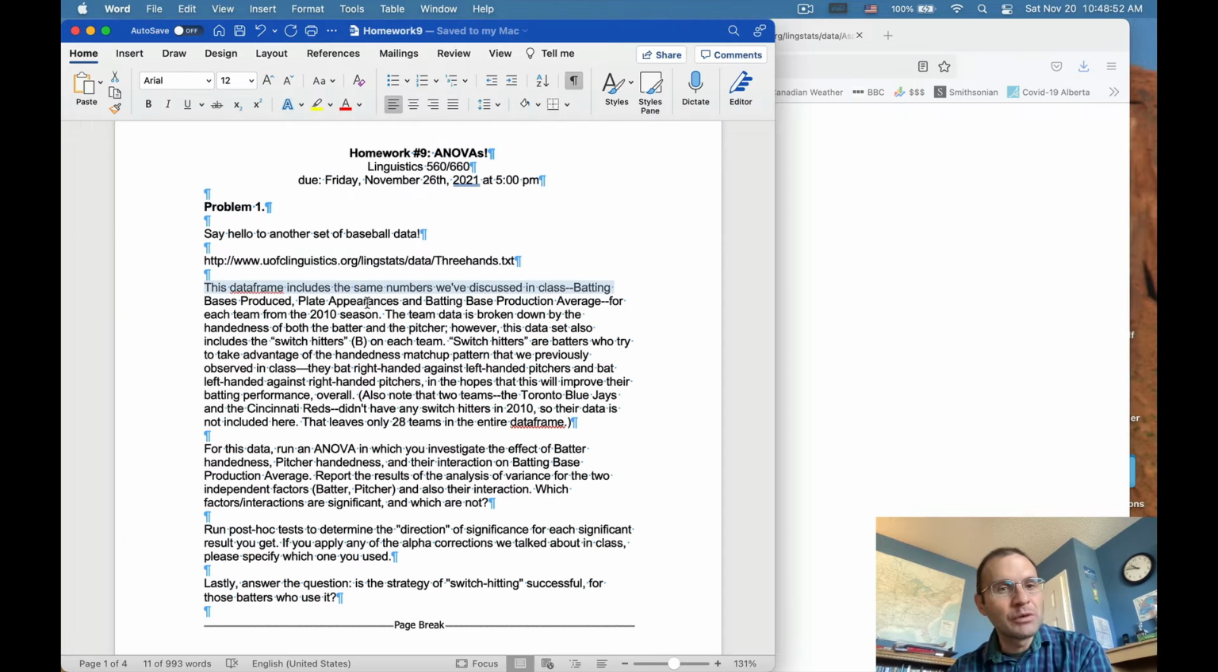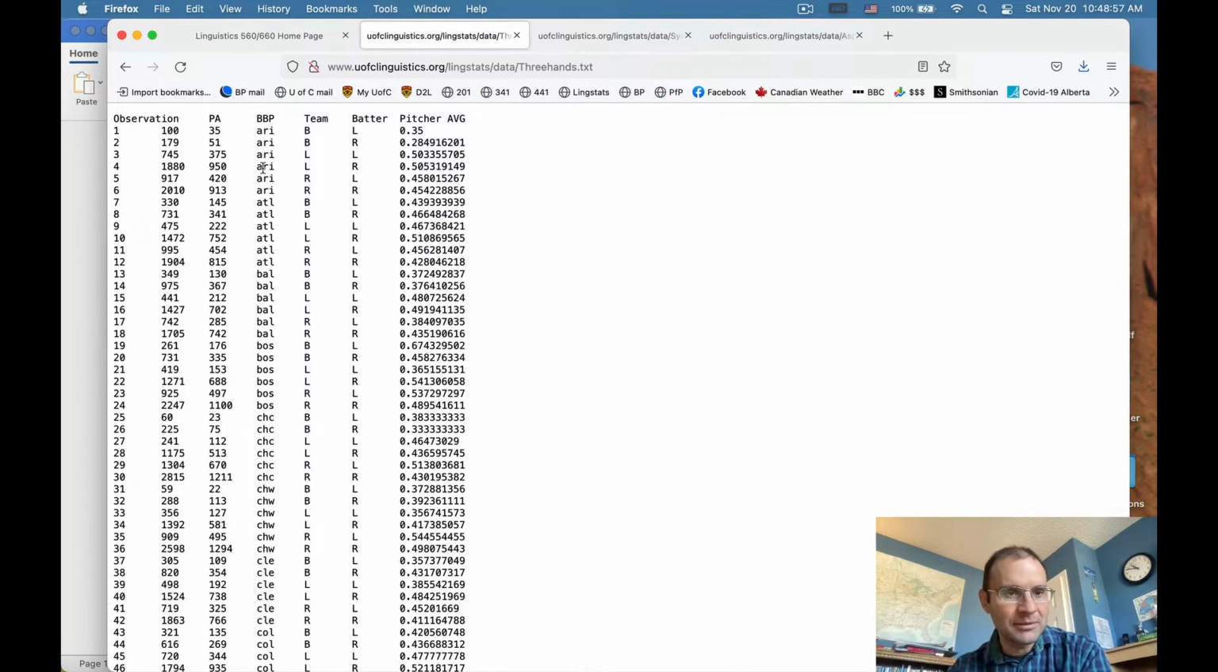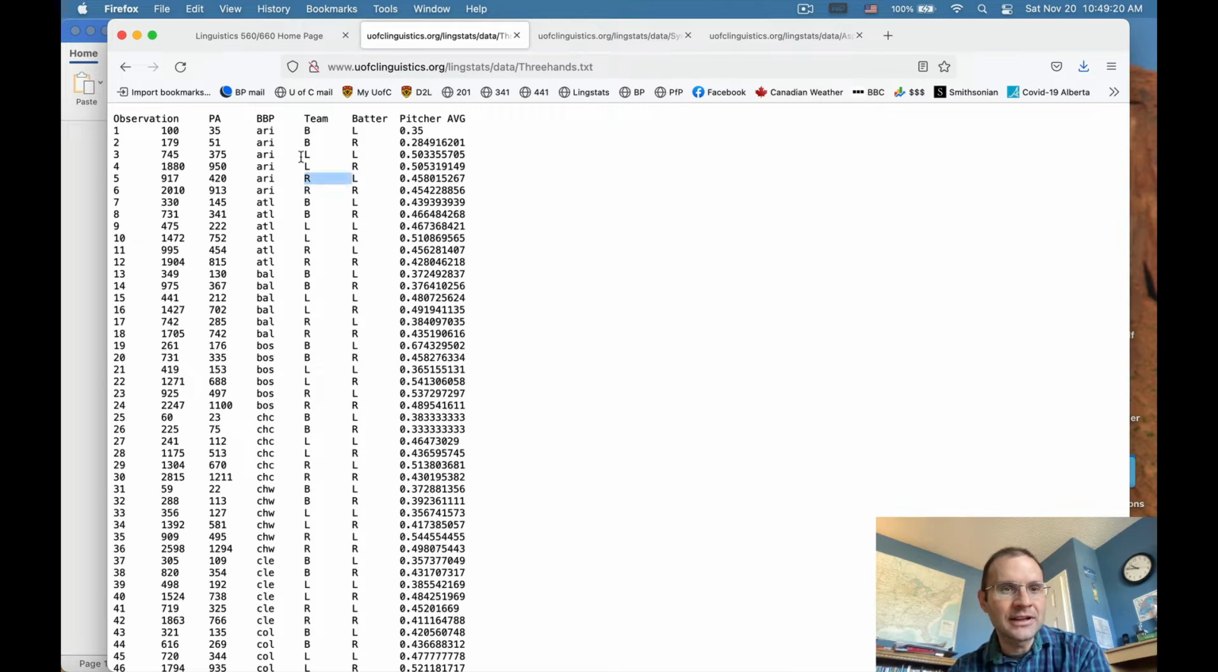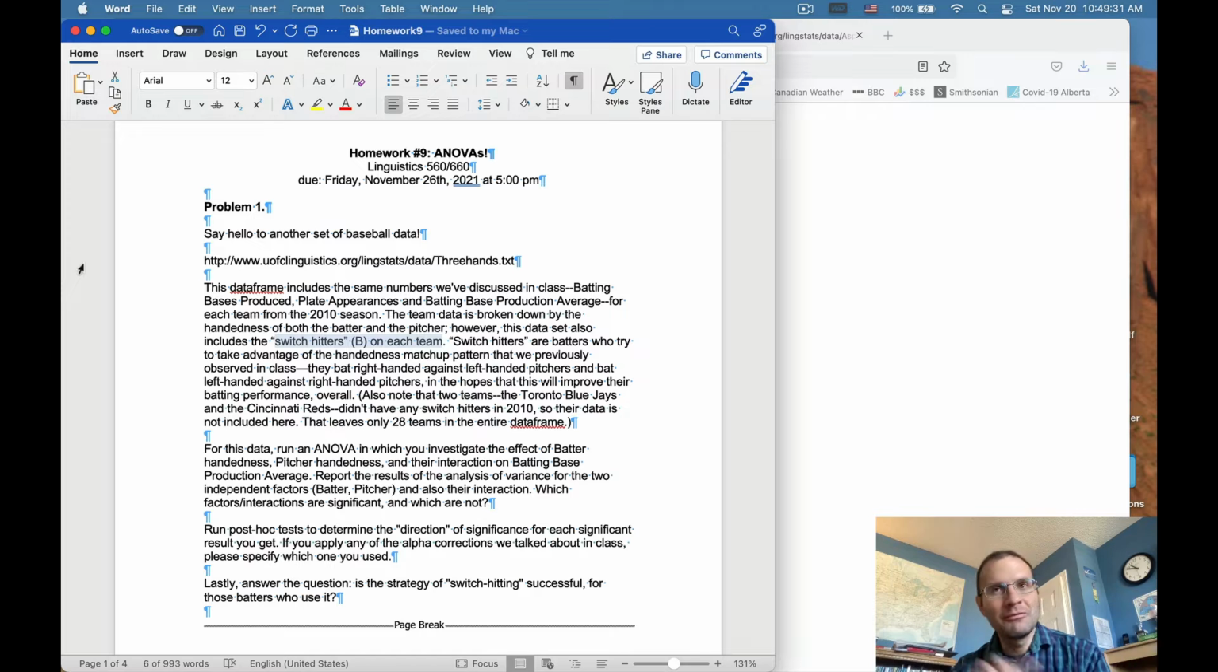What differs here from what we've seen before is that the team data is data broken down by team in the major leagues for the 2010 season, like the Arizona Diamondbacks or the Boston Red Sox, and so forth. And we have these same fields of batter and pitcher that we saw before, but there's a new twist because each batter column includes the switch hitters on each team. So before we just had right-handed hitters and left-handed hitters and right-handed pitchers and left-handed pitchers. Now we have switch hitters, which are represented with a B, and those are hitters that hit with both hands.